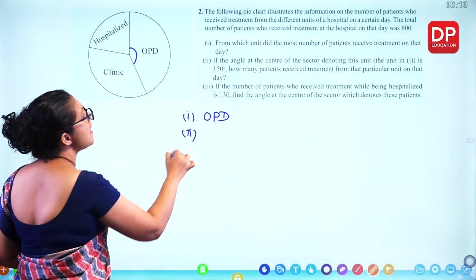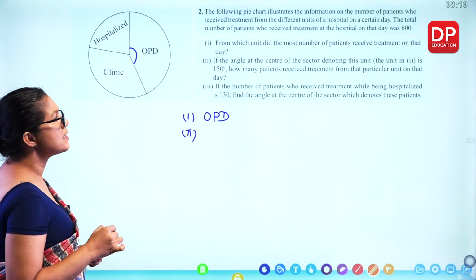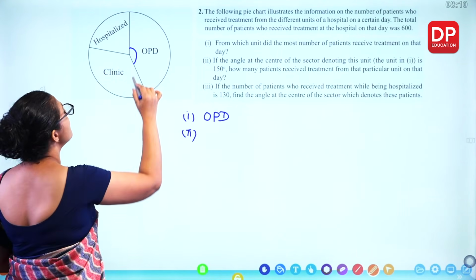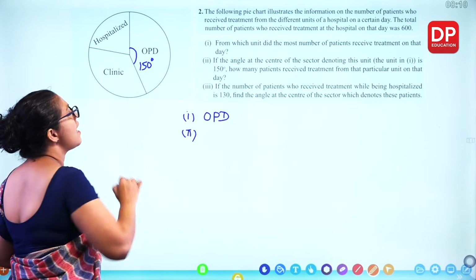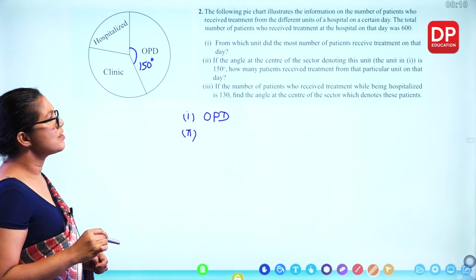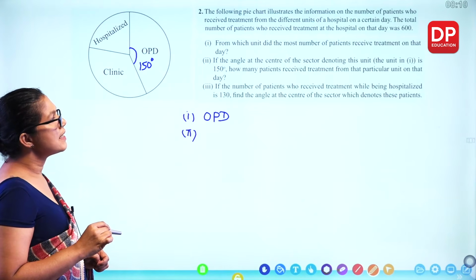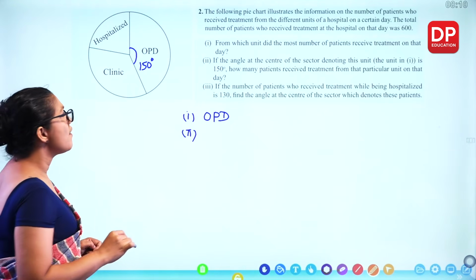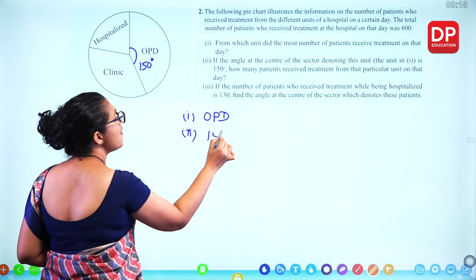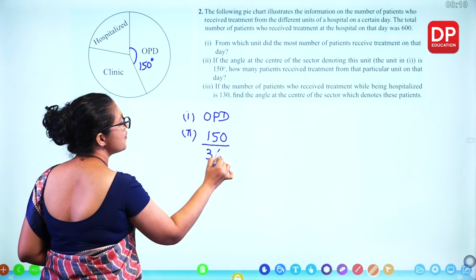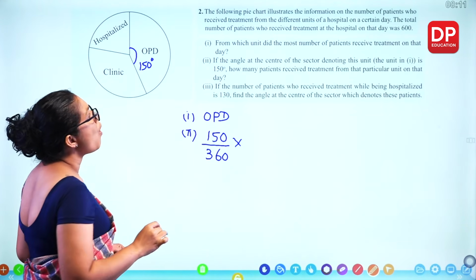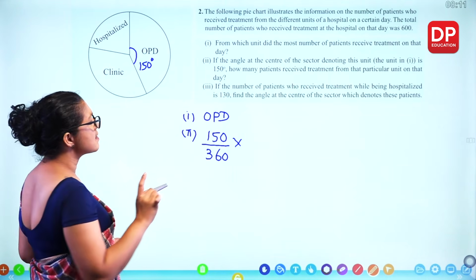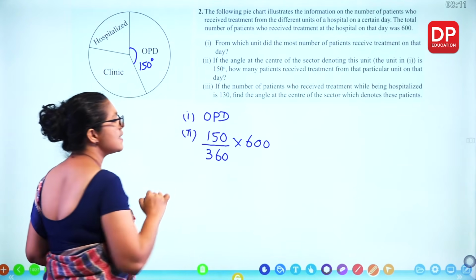Second one, if the angle at the center of the sector denoting this unit, that means the OPD unit, is given as 150 degrees, how many patients receive treatments from the particular unit on that day? So we can find out first the fraction value with the angle 150 degrees out of 360, and we know altogether how many people took treatment, 600. So you multiply by 600.